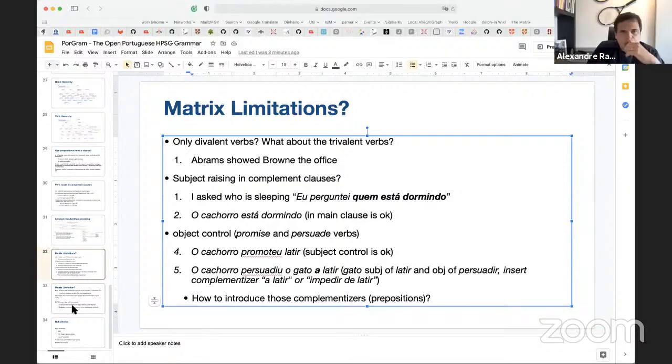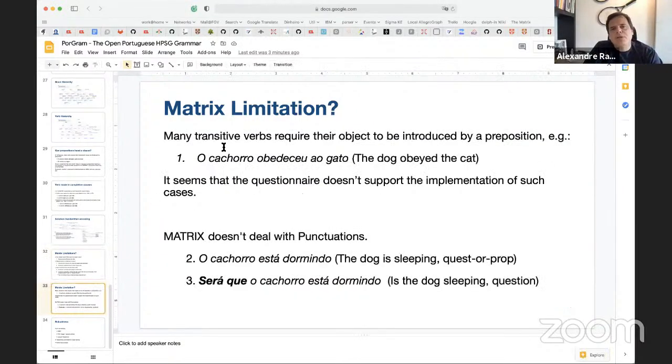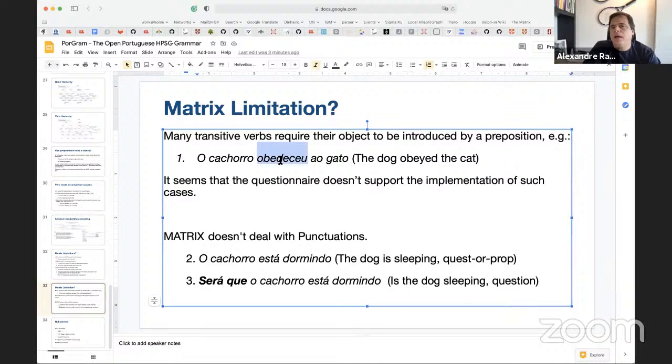Two more limitations. We have situations in Portuguese where a verb like obedeceu, obeyed, is a transitive verb, right? But it asks for a preposition, and you have to be able to deal with that. So far, we're not able to deal with that.